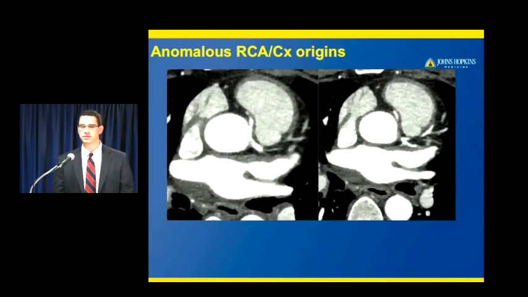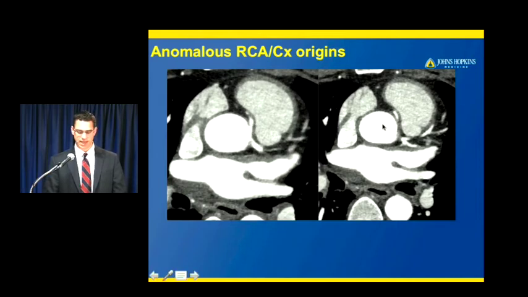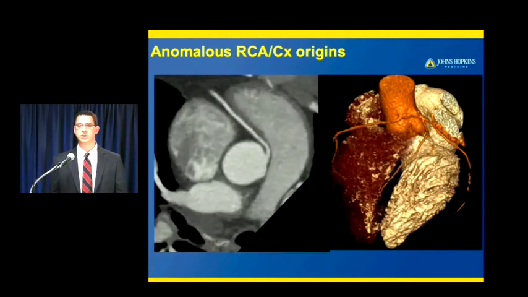What about anomalies of the RCA? You can get a similar malignant course of the RCA like you do on the left side. This is an example of a patient who has the right coronary artery originating from the left side and passing between the aorta and the pulmonary artery. So again, this is considered a malignant course and considered risky.